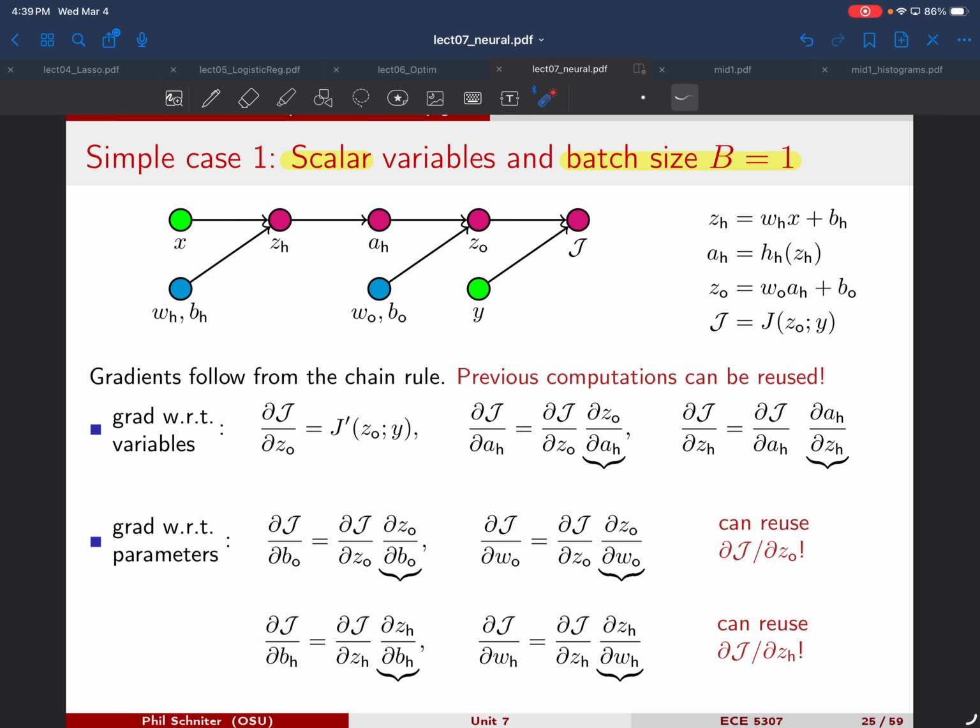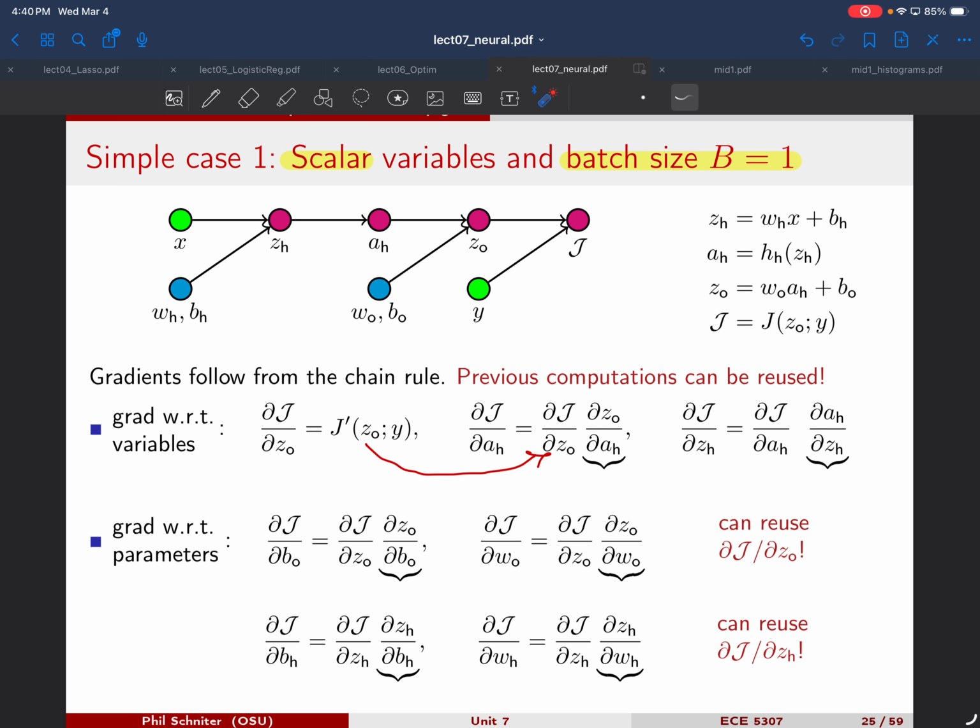So the next thing is to do dJ dAH. And we know by the discussion of the chain rule, we can do that by multiplying dJ dZO times dZO dAH. So here we have this. One of these things we already computed. This is not something to compute, it's just something we already stored. So the thing we have to compute now is this. We have to figure out what is dZO dAH.